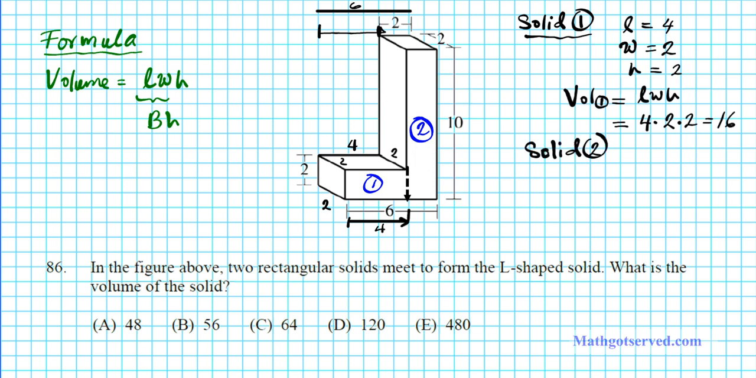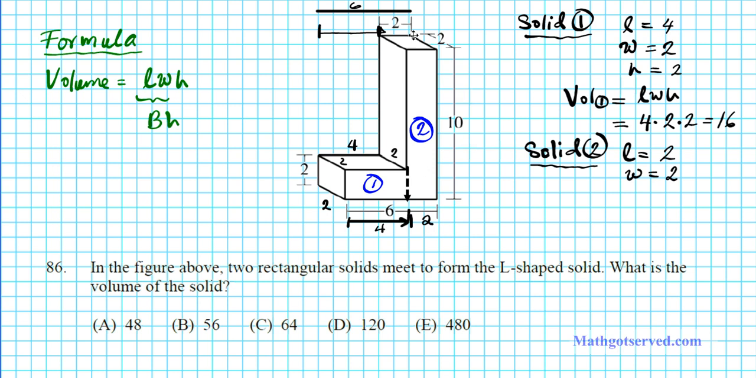For solid 2, we need to find the length, the width, and the height. Okay, so let's find the length first. The length, that's 2 right there, so this is going to be 2 also. So the length is 2. The width, how wide is it? We know it's 2 up there, it's 2 right here. That's how wide it is at the base right here, the same as this 2. So that's 2. The width is 2.